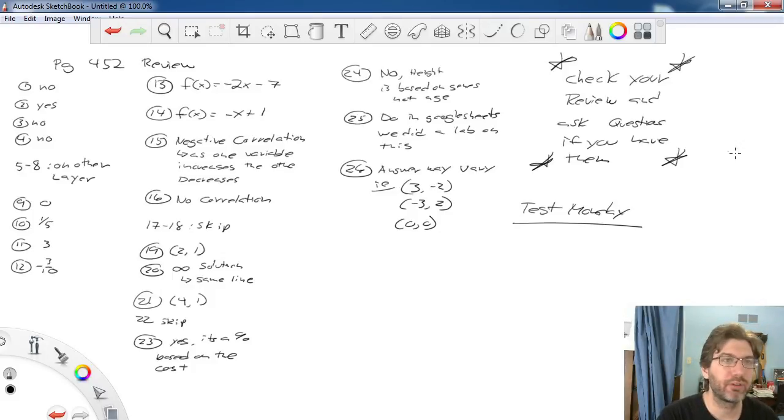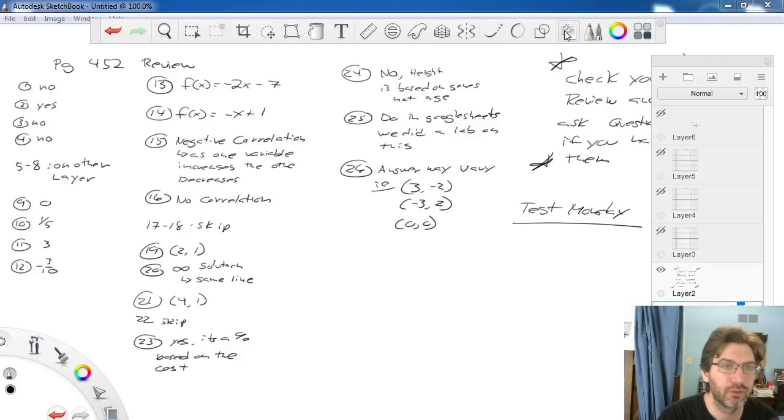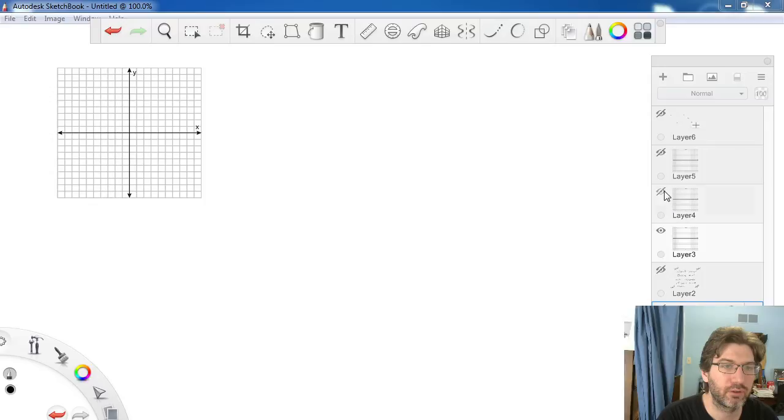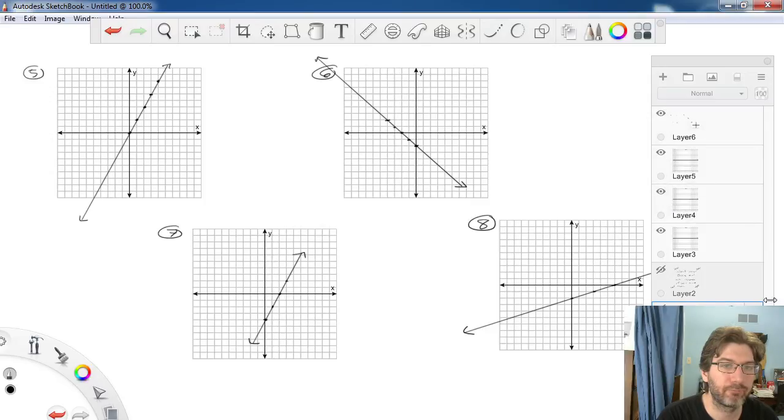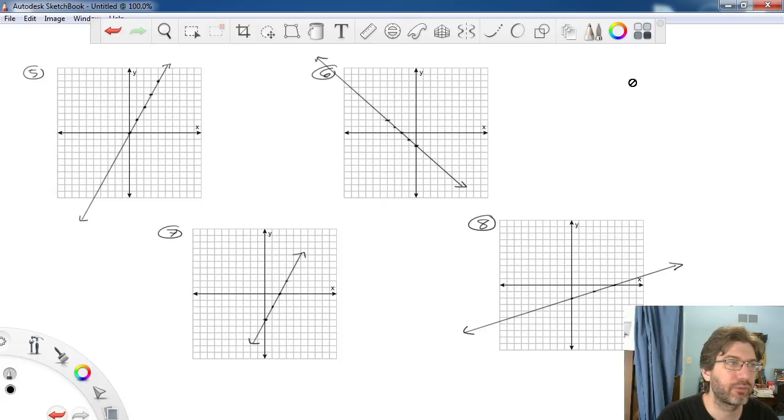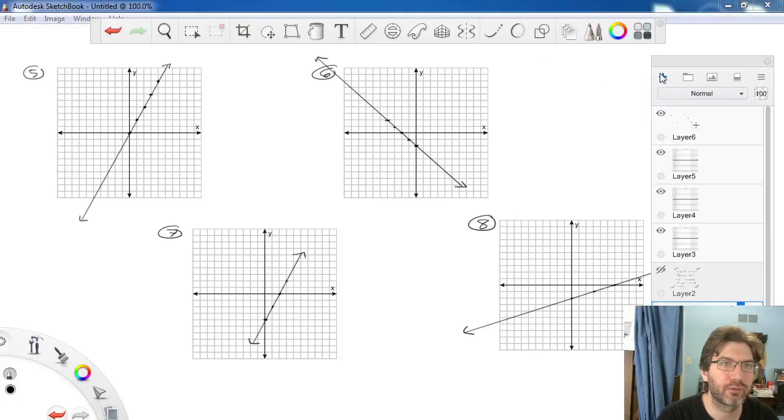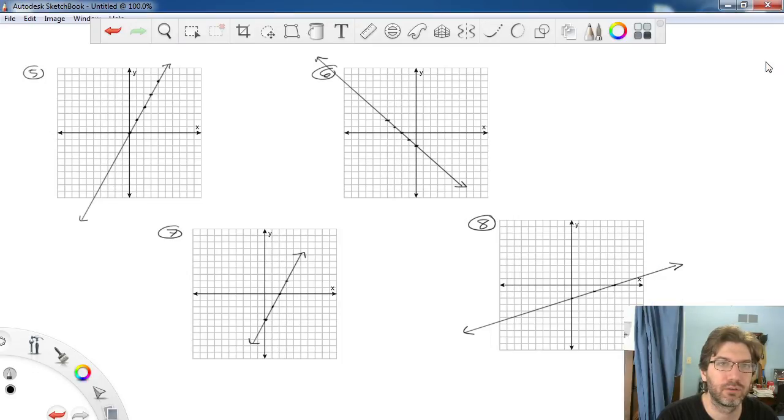Five through 8 I have in a different layer here. I'll show you. Everyone else can look at 5 through 8 now too. We're going to hide that, hide that, show that, show that, show that. So this is 5 through 8. Again, I don't remember what the problems were. I guess I could just look at the graph and figure it out.